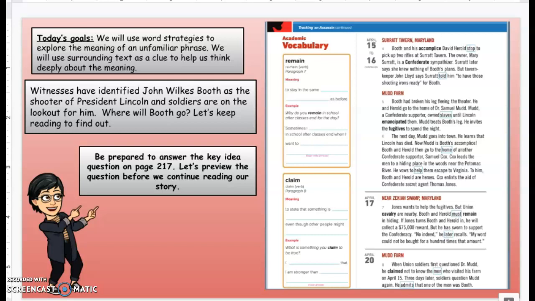Mudd Farm. When Union soldiers first questioned Dr. Mudd, he claimed not to know the men who visited his farm on April 15th. Three days later, soldiers questioned Mudd again. He admits that one of the men was Booth.